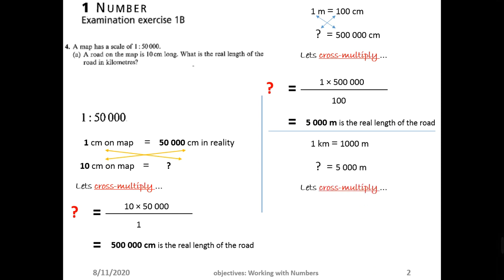Now let's cross multiply. When we cross multiply, we immediately write my unknown is equal to a fraction line. What is the question mark multiplied by? It's multiplied by the 1,000. So the 1,000 is my denominator. So the 1 and the 500, they go up to the numerator multiplied by each other. Cancel the zeros and the answer will be 5 kilometers is actually the length of the road in reality.